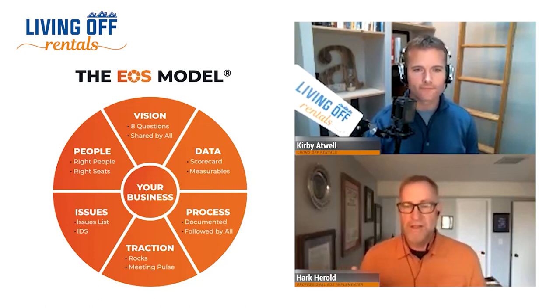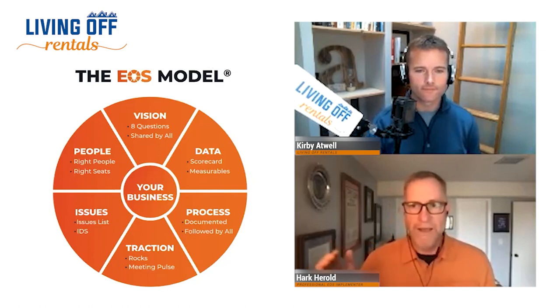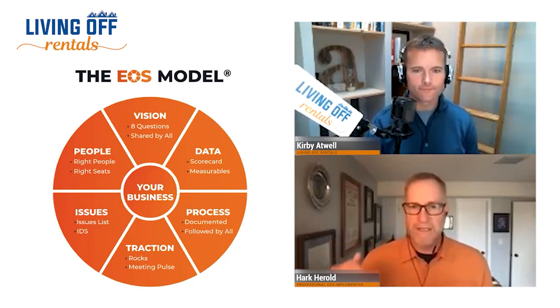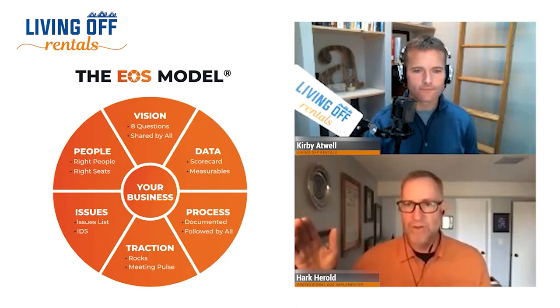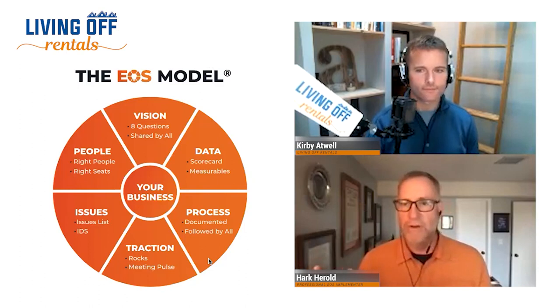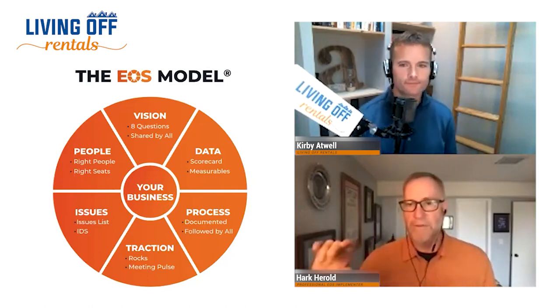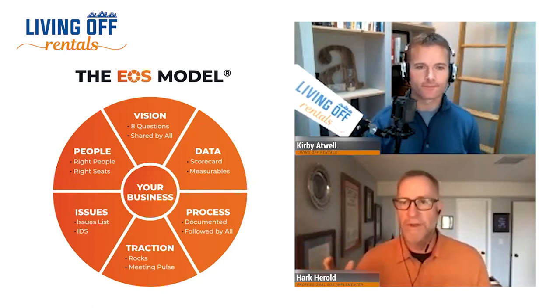And then the 6th key component is traction. This is about execution. This is where most companies fail or are not as successful as they could be in achieving that vision, because vision without traction is just hallucination. So those are the 6 key components. And now I'll talk about a couple tools or disciplines in each one.